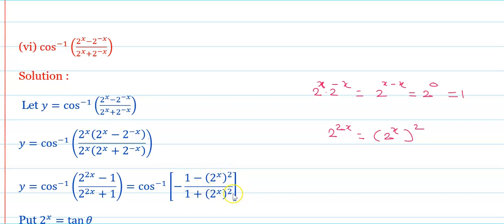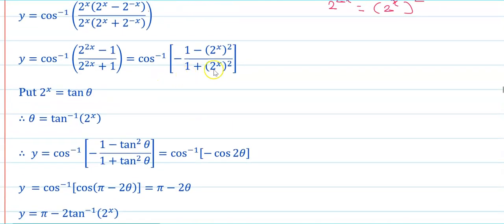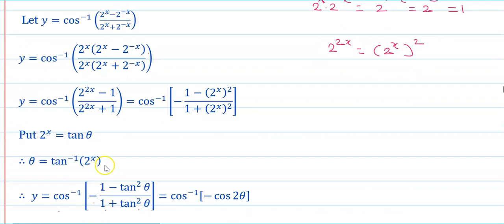Now substitute 2 raised to x equals tan theta. Therefore theta is equal to tan inverse of 2 raised to x. And therefore this expression will be converted like this: y equals cos inverse, minus 1 minus tan square theta upon 1 plus tan square theta. Again, what is the value? Just as we have seen, 1 minus tan square theta upon 1 plus tan square theta is cos of 2 times theta.